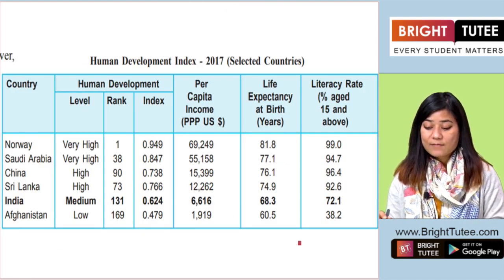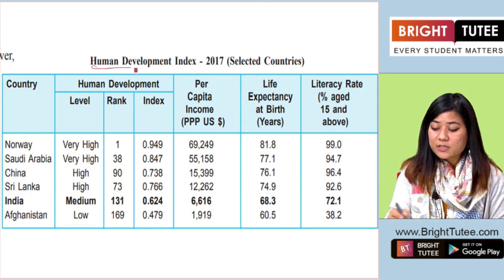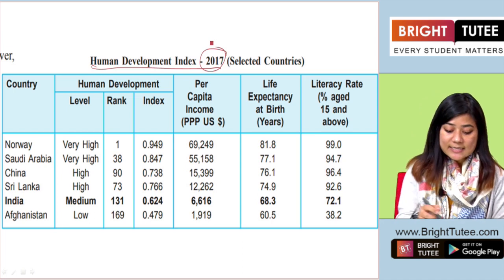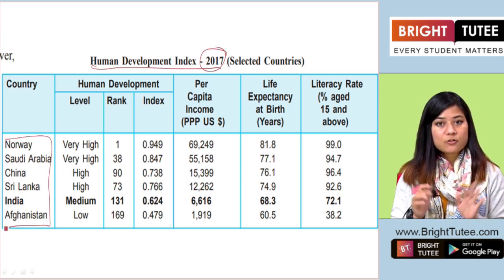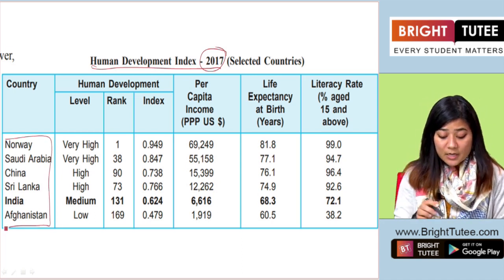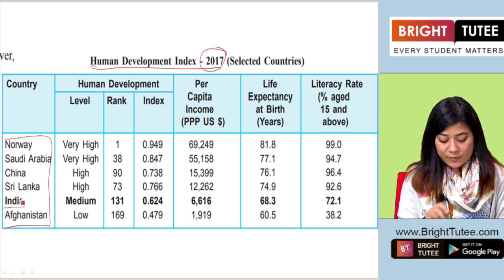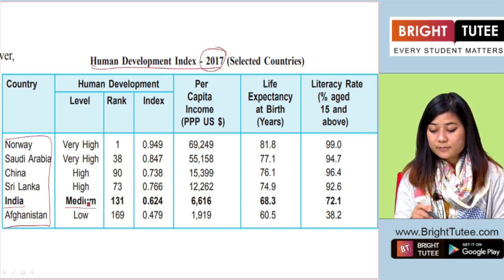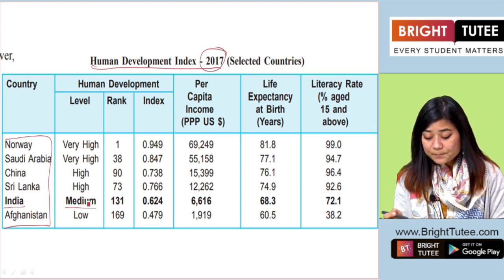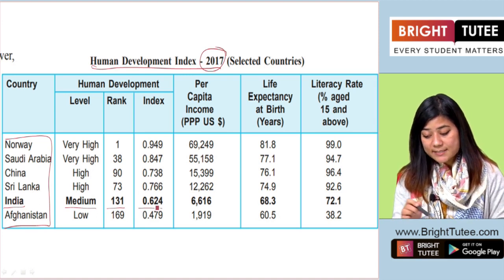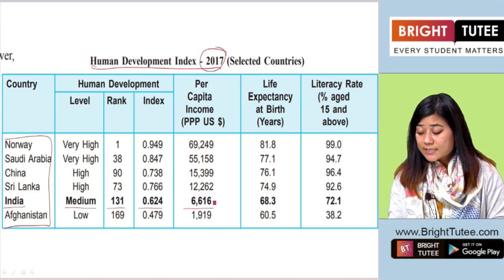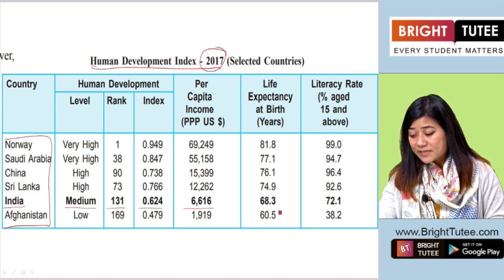So here we have a table which has Human Development Index for the year 2017 and it has selected countries, not all the countries in the world. Alright. So of all these countries, you can see where India falls in that category. So India has a medium human development level and its rank is 131. Its index is 0.6, per capita income is 6,616, and then so is life expectancy here.